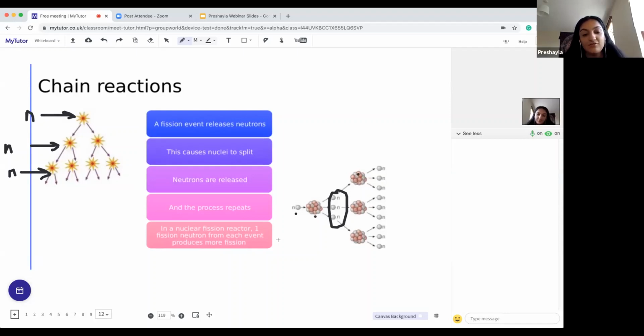In a nuclear fission reactor, 1 fission neutron, so one of these, produces 1 more event of fission. As we can see here, 1 neutron produces 1 more fission event. So every neutron that is released goes on to produce another fission event, and you can see that this process goes on forever. Each of these fission neutrons will go on to produce their own events.